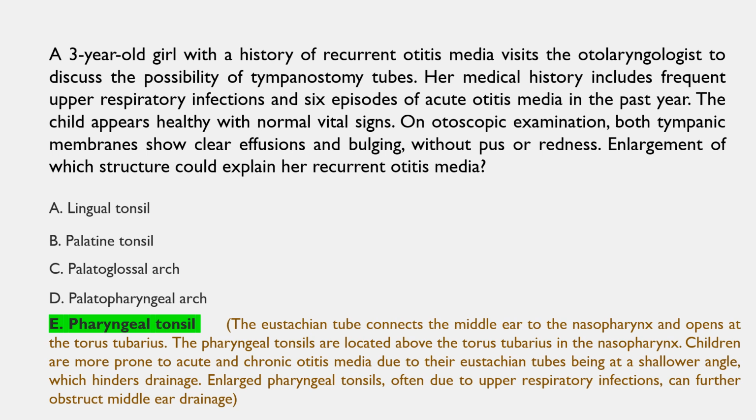The correct answer is E. Pharyngeal tonsil. The eustachian tube connects the middle ear to the nasopharynx and opens at the torus tubarius. The pharyngeal tonsils are located above the torus tubarius in the nasopharynx. Children are more prone to acute and chronic otitis media due to their eustachian tubes being at a shallower angle, which hinders drainage. Enlarged pharyngeal tonsils, often due to upper respiratory infections, can further obstruct middle ear drainage.